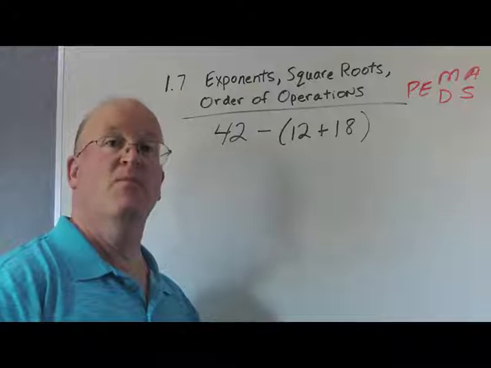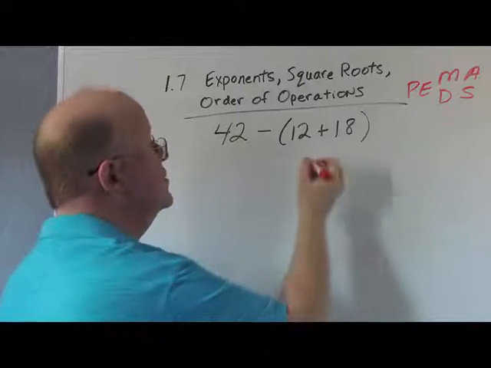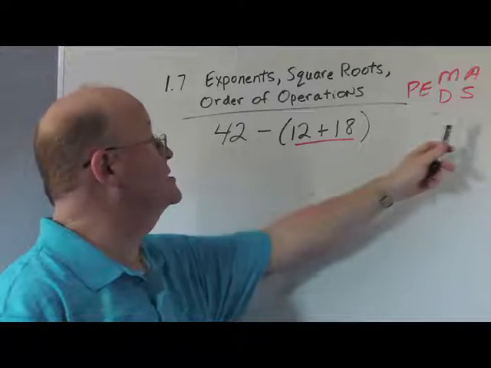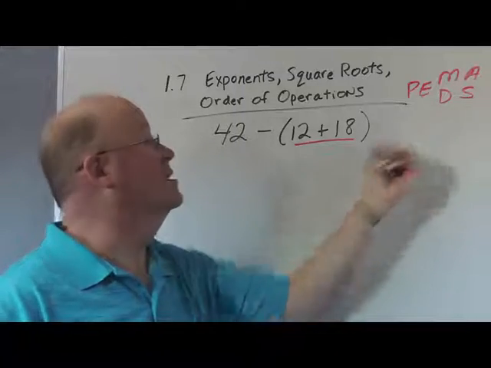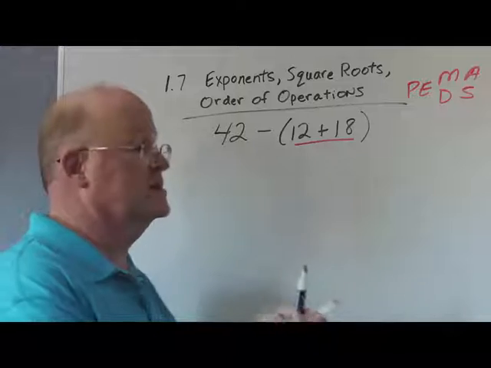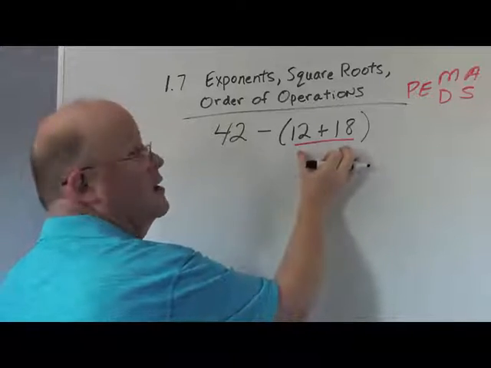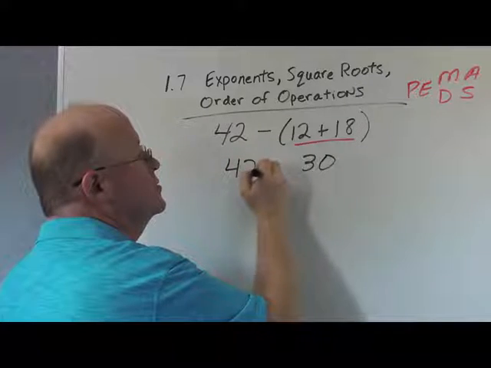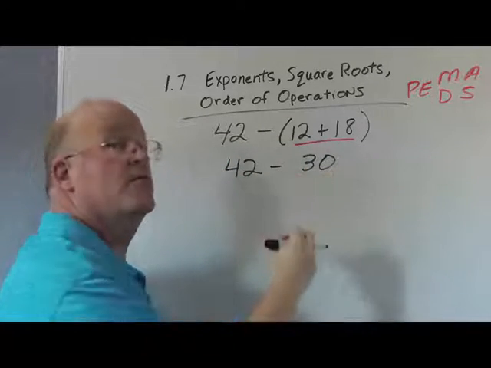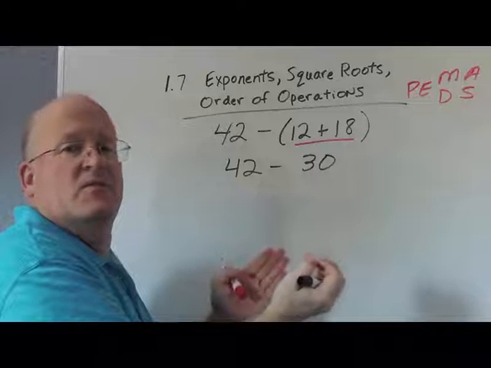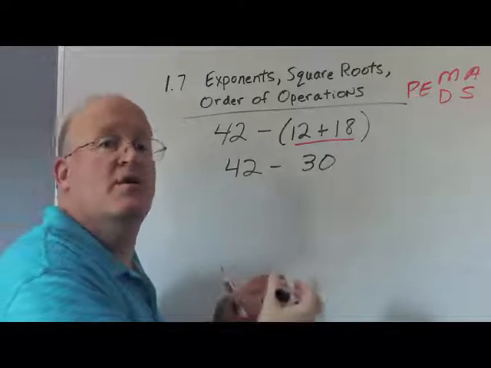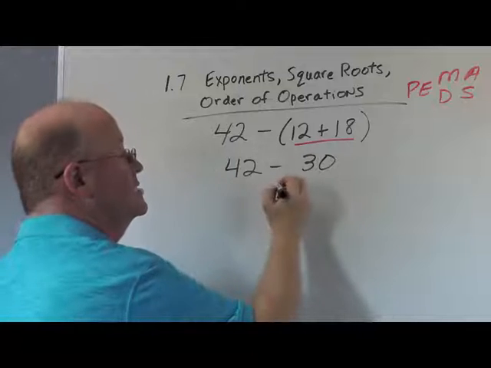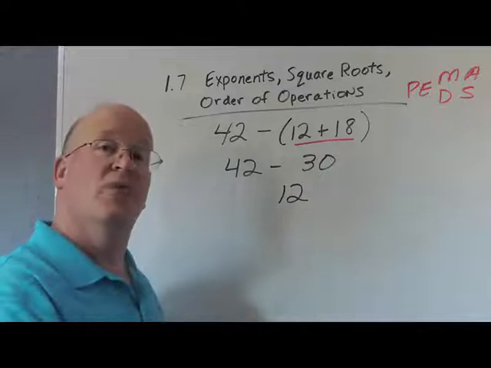In this next problem, we again see parentheses, so we want to do the addition inside the parentheses first. Not because addition comes before subtraction, but because that's inside the parentheses and that takes precedence. 12 plus 18 is equal to 30, and then we have 42 minus 30. Now I could put the parentheses around the 30, but if there's only one number inside, there's really no reason to keep those parentheses, so I'm going to drop them. 42 minus 30 is equal to 12.